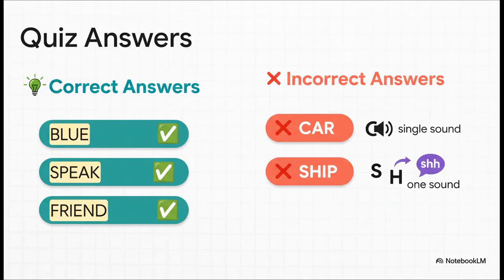Okay, pencils down. You ready for the answers? The words that have consonant clusters are blue with that BL cluster, speak with the SP cluster, and friend with the FR cluster. How'd you do? Now, you might be wondering, what about car and ship? Well, car just starts with one consonant sound, K, so no cluster there.